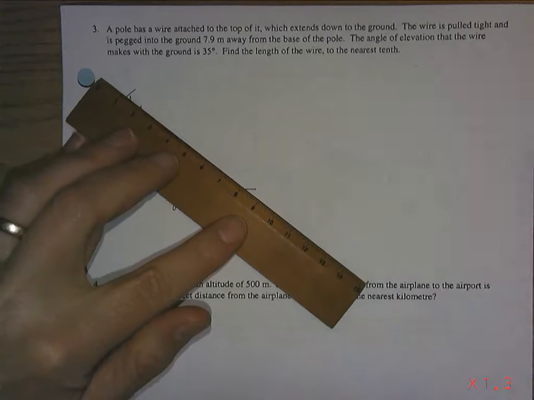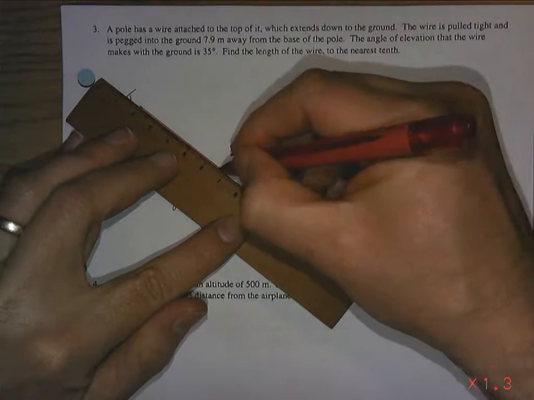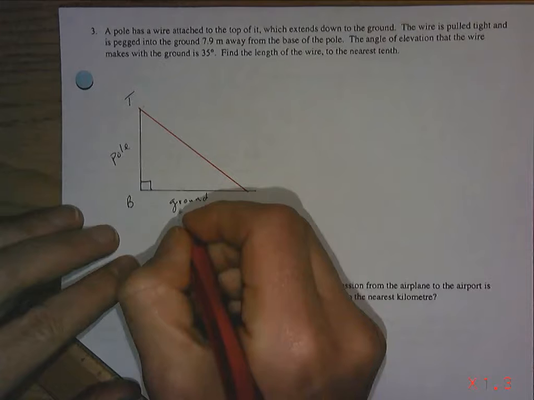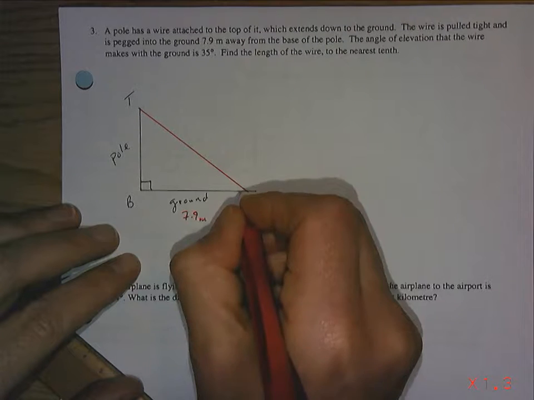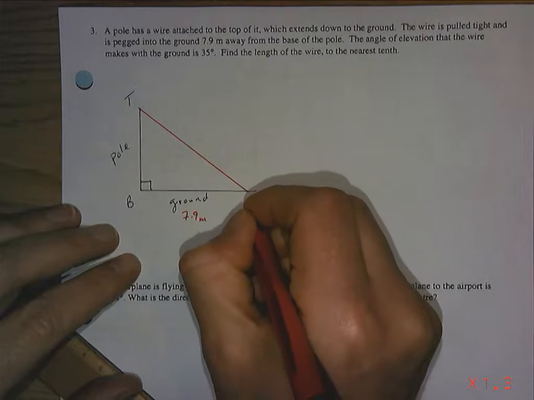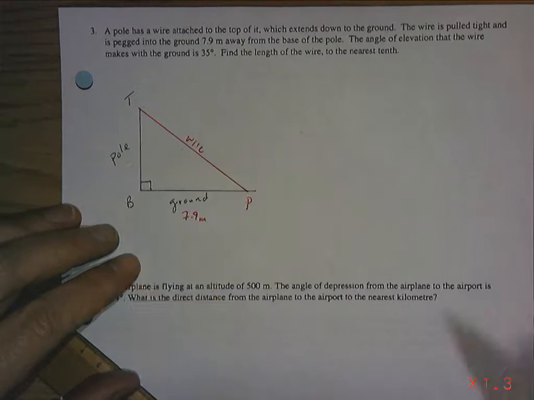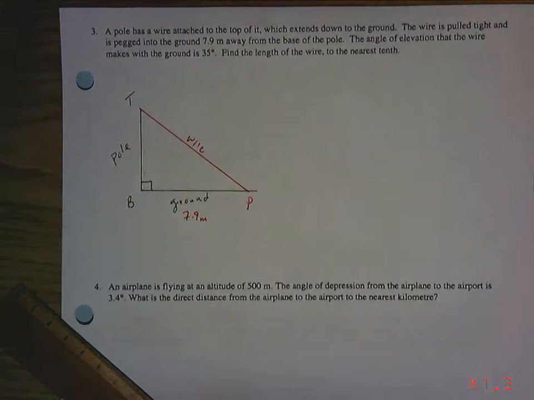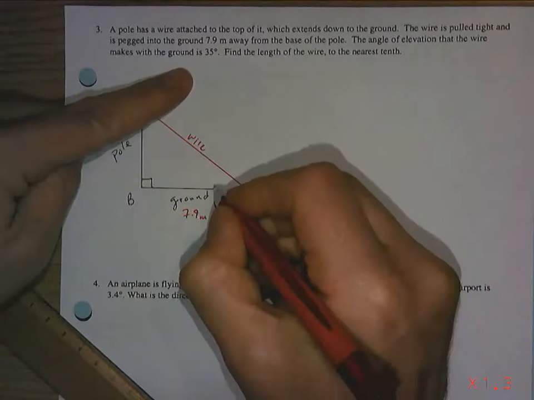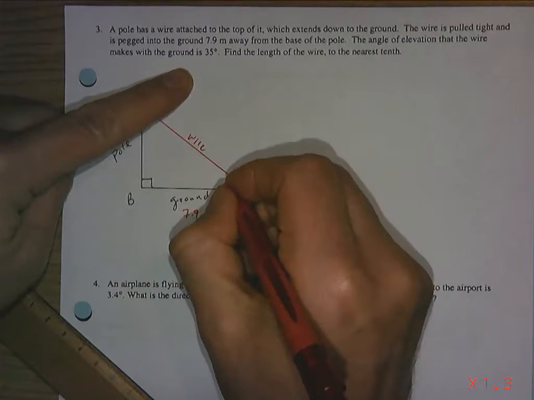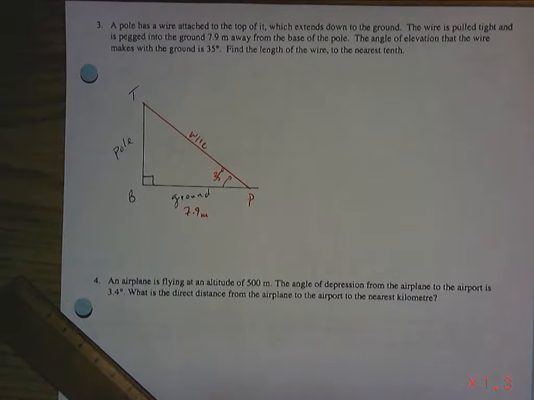Wire being pulled down and pegged 7.9 meters from the base of the pole. So this is P for pegged, and this is your wire. There you go. As soon as you do that, you need to go and put in your numbers. The angle of elevation that the wire makes with the ground is 35 degrees. Find the length of the wire to the nearest tenth.